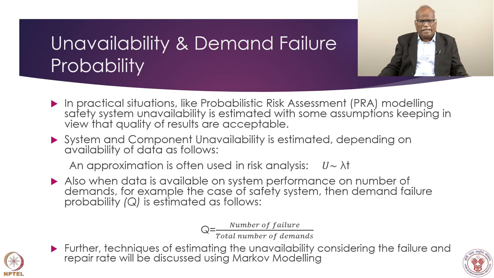Now as I said, there are some other parameters which are used more in probabilistic risk assessment for component availability or on demand. These estimates are for a continuously operating system. If I have to estimate the unavailability U, then we have lambda into T, that means failure rate into time to repair, or for its mission. Also, when we have data on number of failures of a component on demand and total number of demands, then this Q, that is number of failures divided by total number of demands placed on the component or system, will give us unavailability. These two are independent of time.